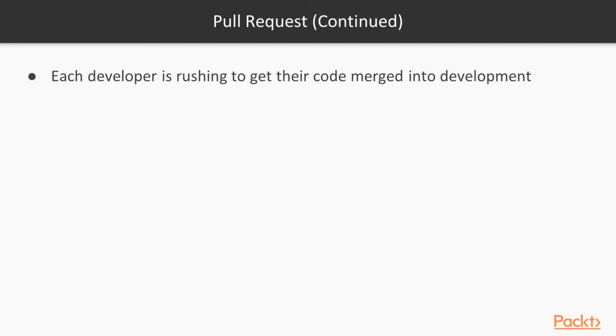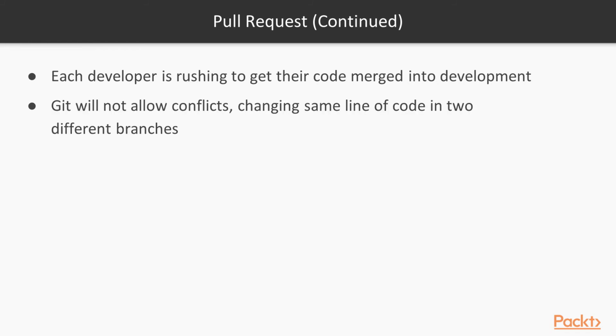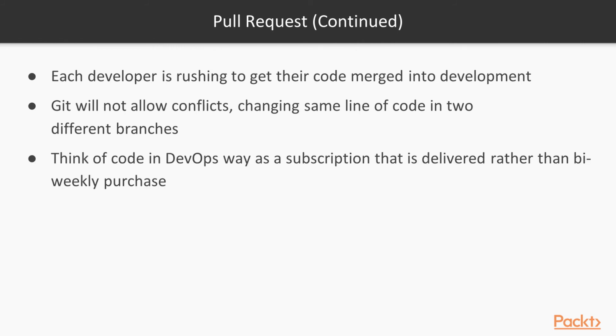There are some huge issues with this. At the end of a sprint, each developer is rushing to get their code merged into develop so that a release branch can be made. Since Git will not allow conflicts, which is changing the same line of code in two different branches, this makes it difficult. Remember, DevOps lives on short iterative cycles, so we don't want to wait to merge new code. Think of code in the DevOps way as a subscription that is delivered rather than a bi-weekly purchase.